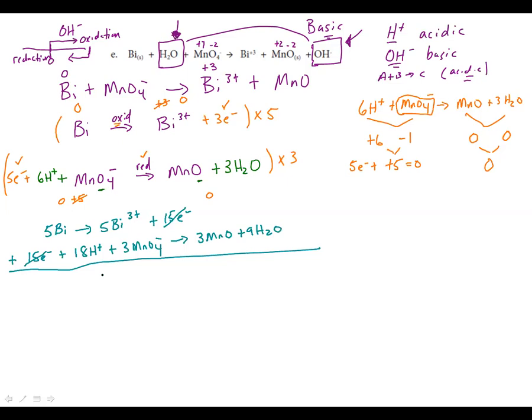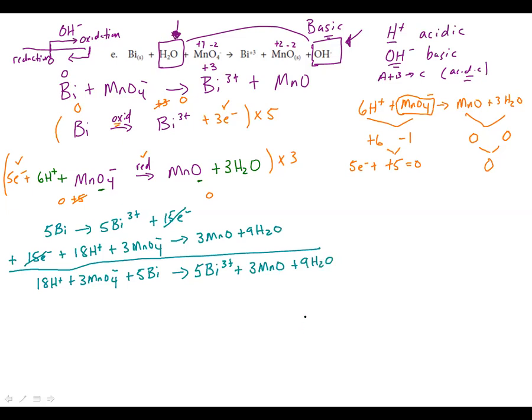We're going to leave everybody on the left. So that's going to get us 18 H pluses plus 3 MnO4 minuses plus 5 Bi. And that should be everybody on the left. On the right-hand side, we have 5 Bi3+ plus 3 MnO and 9 waters.